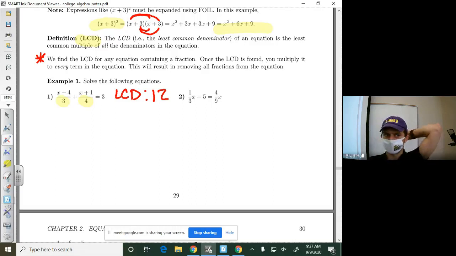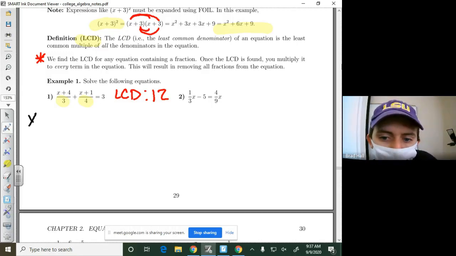This is the game that we play, at least for when all of our denominators are numbers. So we can take exactly that. I'm going to just rewrite the expression.